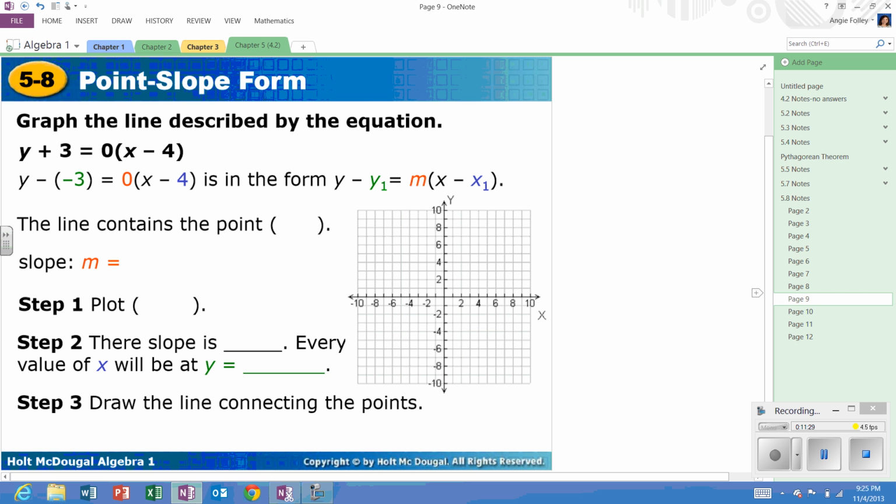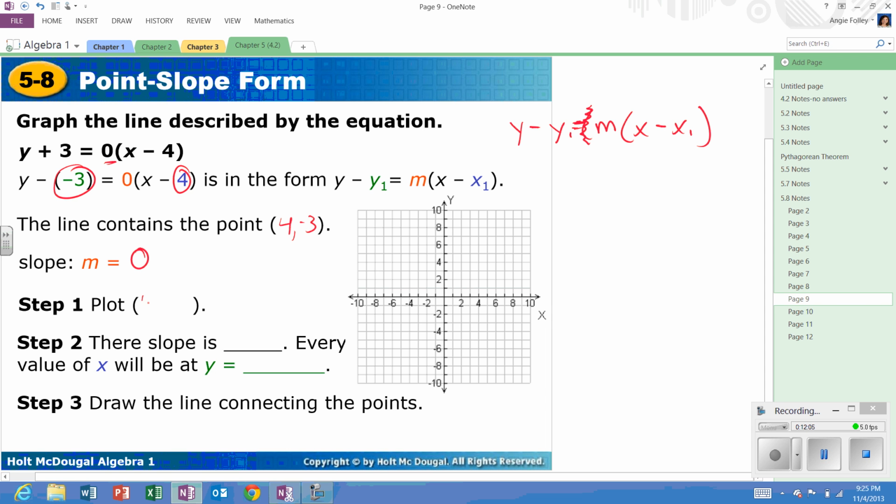Okay, let's try a third one. Graph the line described by the equation. Okay, so again, it says y plus 3 here. The original point slope form is y minus y1 equals m times x minus x1. So we know that we need an actual negative out here, so it's going to be y minus negative 3 is equal to 0, your slope, times x minus 4. So your point is (4, -3), and your slope is 0.